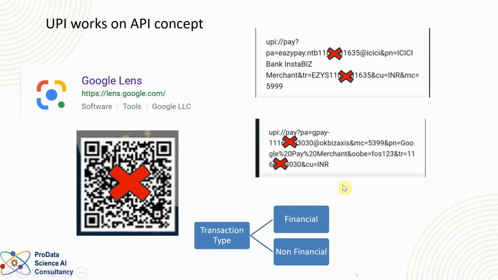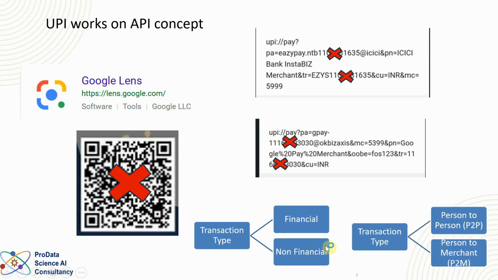Transaction type: most of the transactions on UPI are financial, but if you are changing, let's say, your PIN or you are changing your UPI ID, anything like that, that's a non-financial transaction. Transactions can also be separated into two types: person to person, when a person is transferring to another person, or person to merchant, when you are transferring to any merchant.